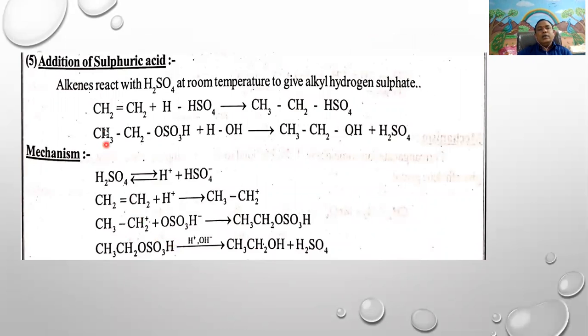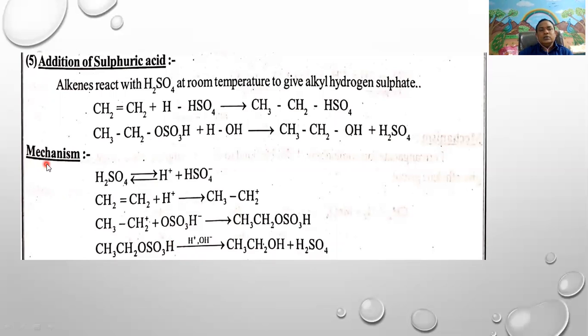Next, addition of sulfuric acid. Alkenes react with sulfuric acid at room temperature to give alkyl hydrogen sulfate, that is CH2=CH2 plus sulfuric acid gives CH3CH2HSO4, ethyl hydrogen sulfate. This ethyl hydrogen sulfate undergoes hydrolysis to give ethyl alcohol plus sulfuric acid as a byproduct.